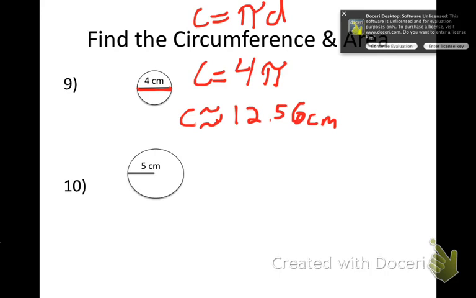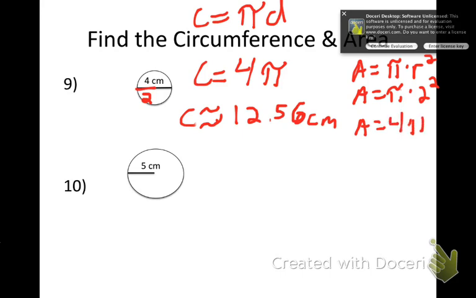What is the formula for area of a circle? Caitlin, what's the formula for area? A equals pi times the radius squared. Well, if my diameter is 4, what is my radius, Caitlin? 2. Radius is 2. So I have A equals pi times 2 squared. Well, what is 2 squared, Caitlin? So A equals 4 pi. There's leaving your answer in terms of pi for area.